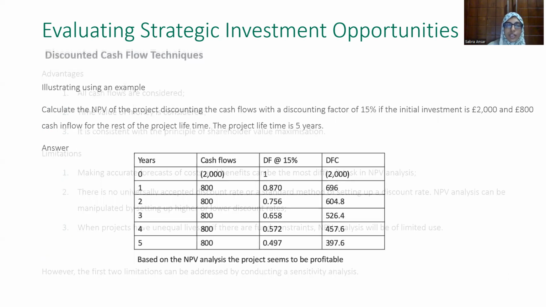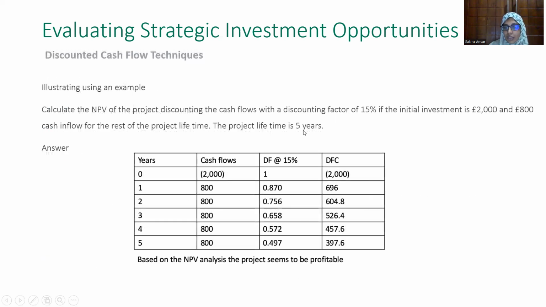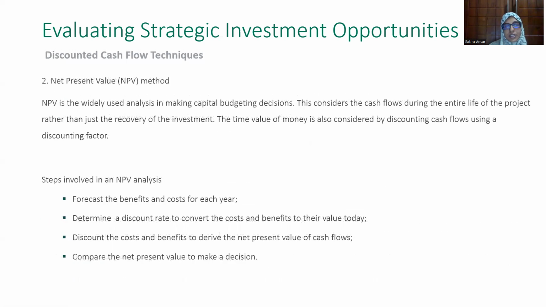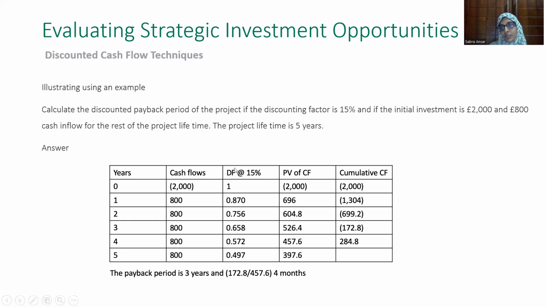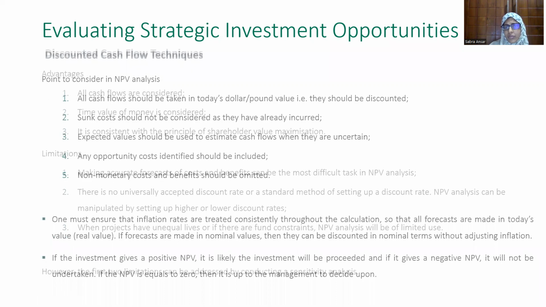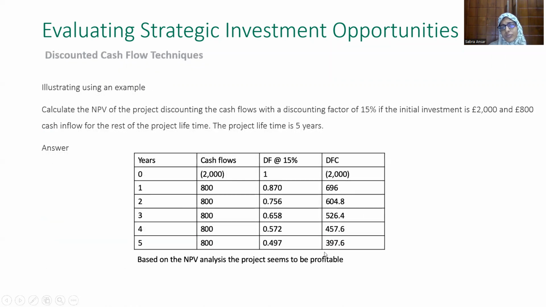So what are we going to calculate here? Look at it, it's the same thing. The first column is the same, right? The second column, the discount factor for 15%, is the same. And the present value of cash flow. See, we have the present value using the discount factor, which is 15%.